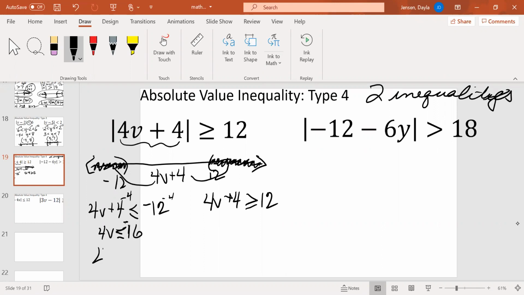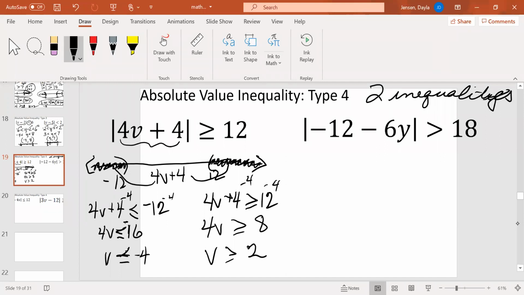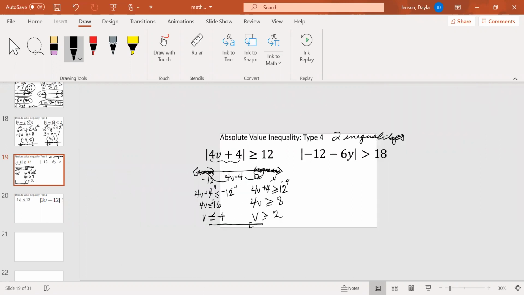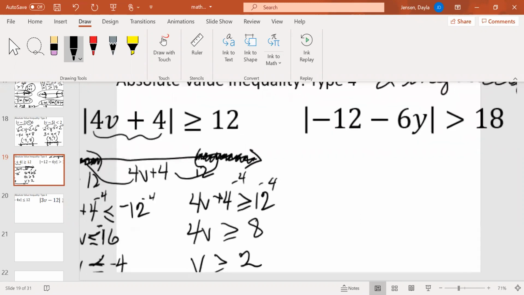So V has to be less than or equal to negative 4. That's part of the solution set. Now the same thing here. So 4V has to be greater than or equal to 8. So V has to be greater than or equal to 8 divided by 4. So the number line is going to be a little bit different for my solution set. V has to be greater than or equal to 2. Oops. I don't want it quite that small.